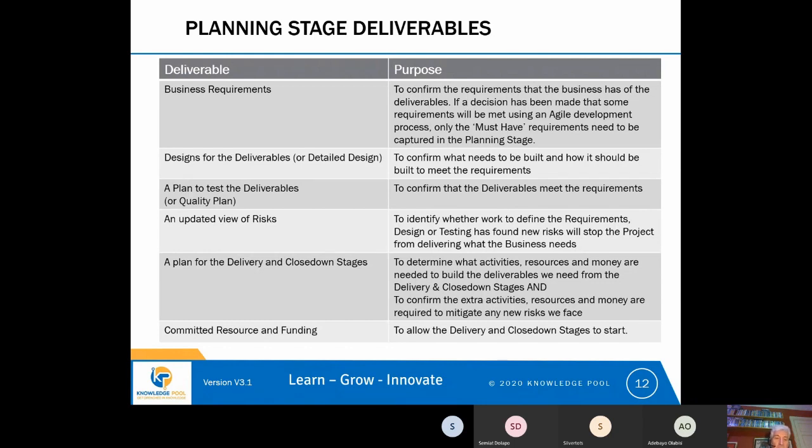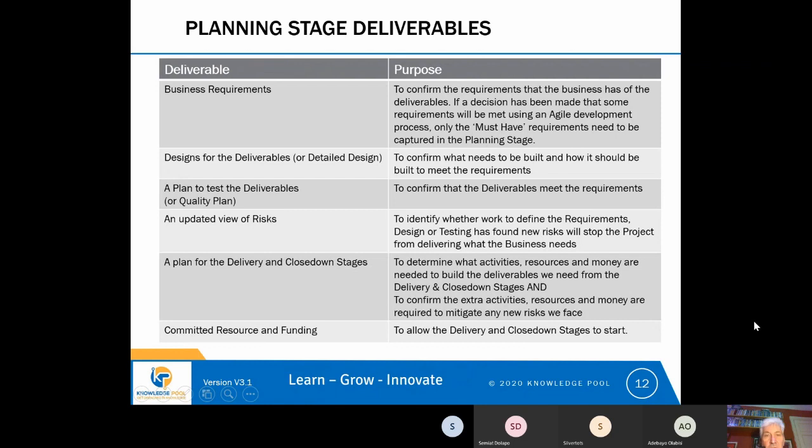And in terms of deliverables, the business requirements will tend to be one document. The design will tend to be another document, or possibly a number of documents. The plan for testing will be its own document. The updated view of risks will be within the risk log that we've created already, and there will be a plan for the delivery and the close down stage. The committed resource and funding isn't a document as such. It's that actual resource being available to you and the money being available to you.